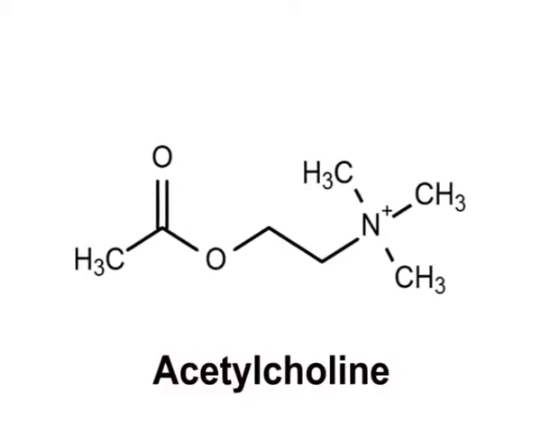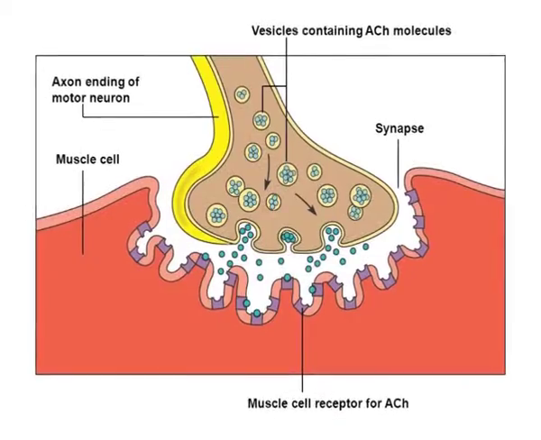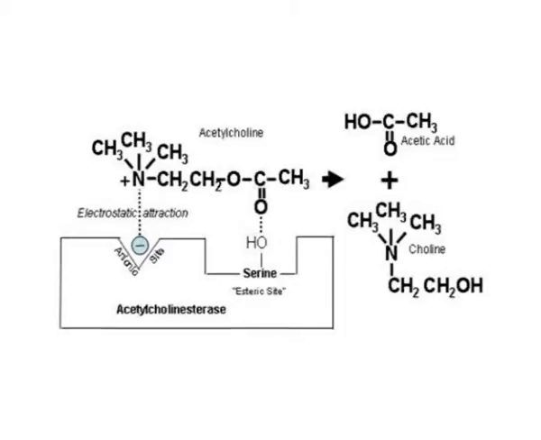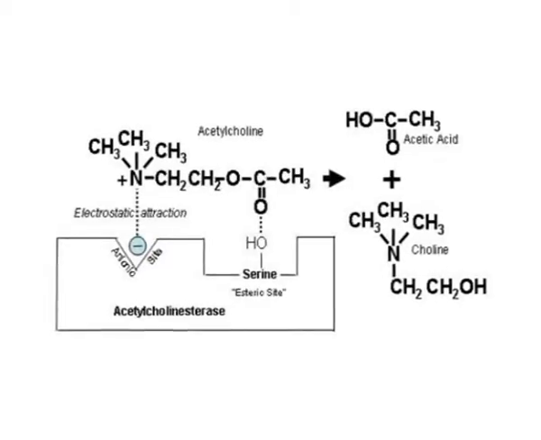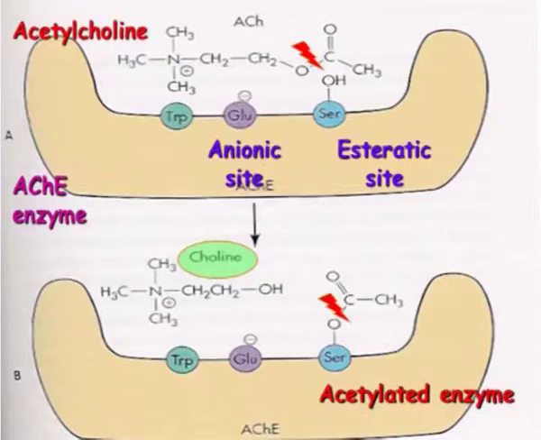per second. The hydrolysis of acetylcholine by acetylcholinesterase is initiated by the formation of a reversible enzyme substrate complex. In the first stage, the cationic head of acetylcholine is adsorbed on the anionic site of the acetylcholinesterase molecule and forms a salt. The ester group of acetylcholine is adsorbed on the esteric site of the acetylcholinesterase molecule. Acetylcholine is thus adsorbed on the enzyme to form a substrate enzyme complex.